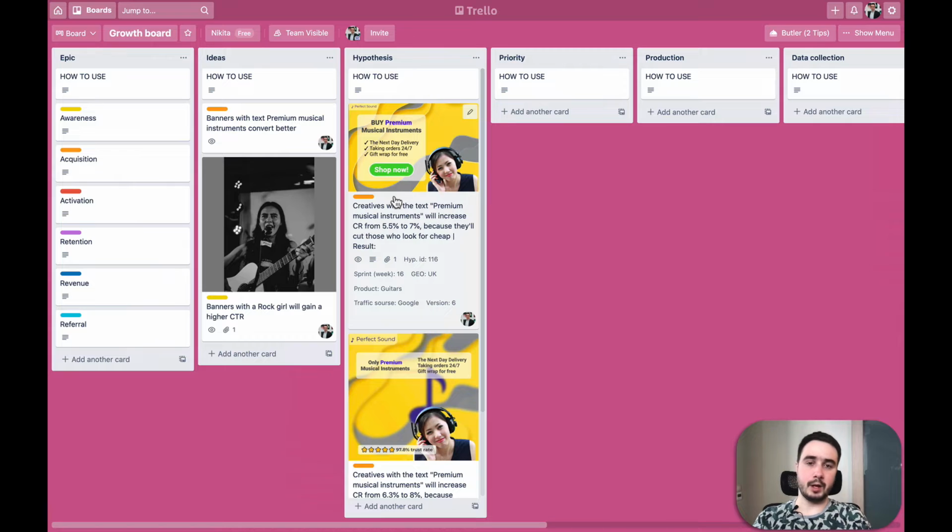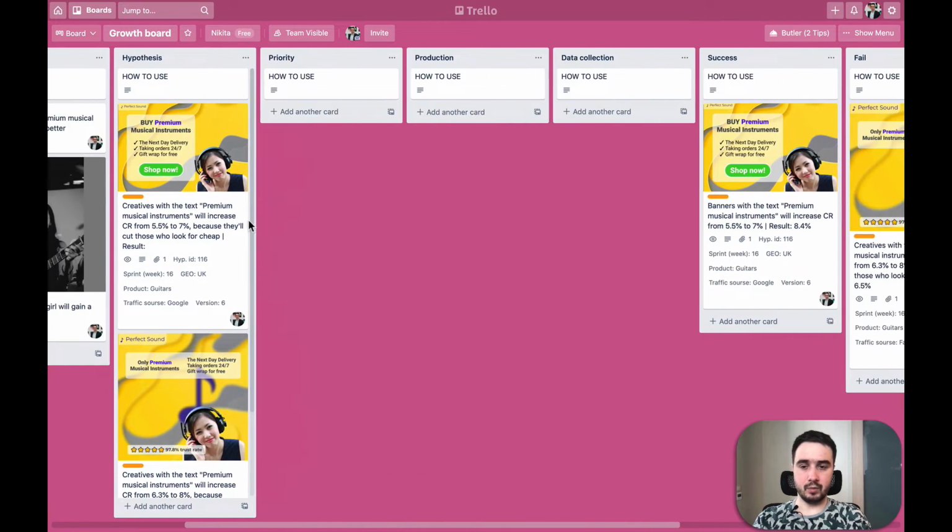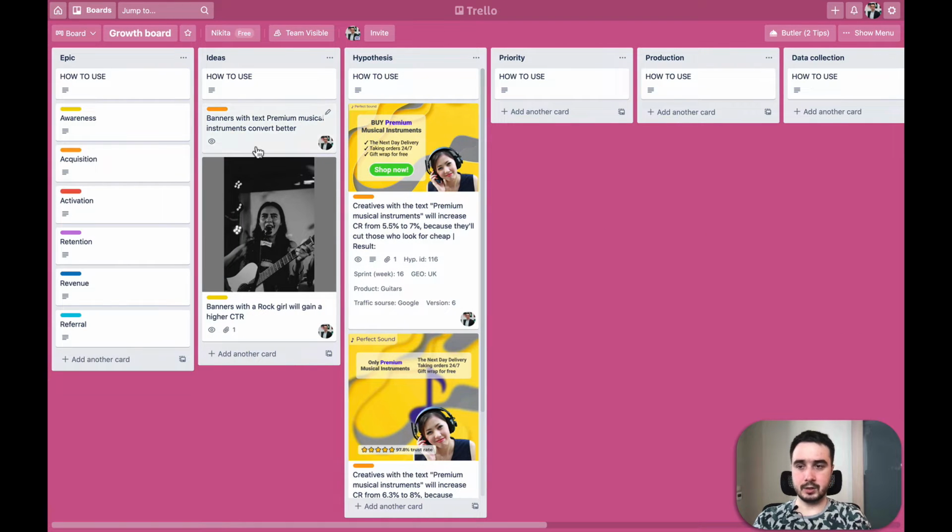What is a hypothesis? A hypothesis is, for example, a statement: if we add a beautiful girl to our banners and write that we have discounts on our products, we will gain a better CTR in our advertising campaigns. So you create your banners with this girl with some discount and you test it. And while you are testing it, you move this card from left to the right in these columns. So let's look at these columns closer.